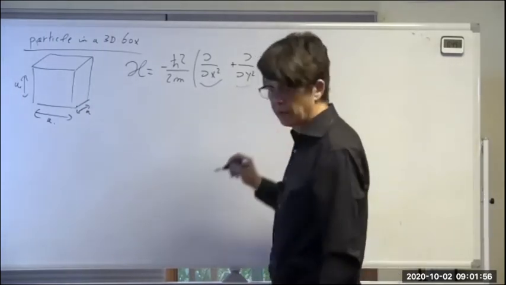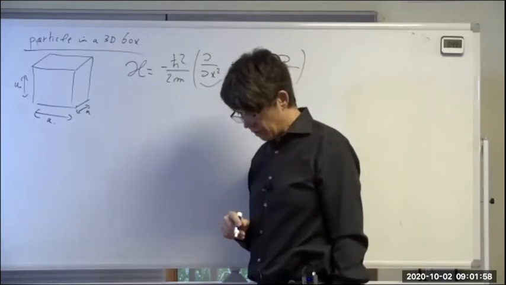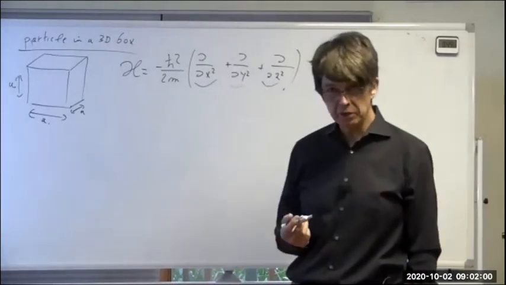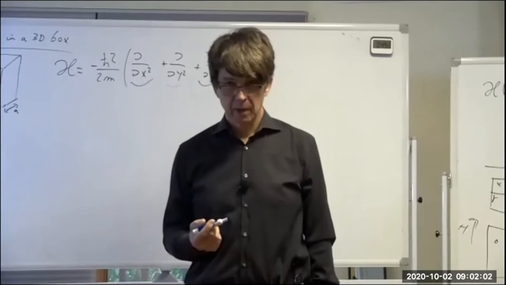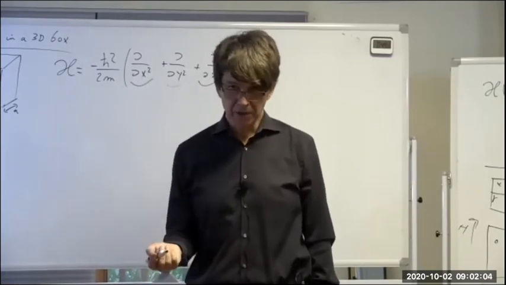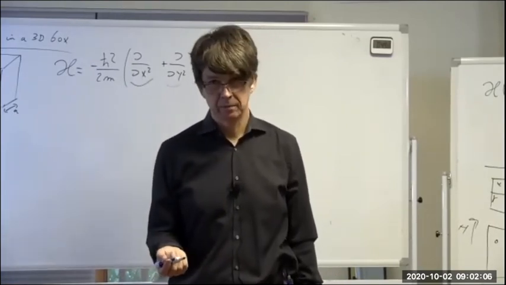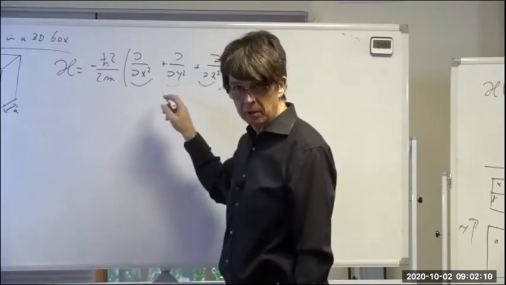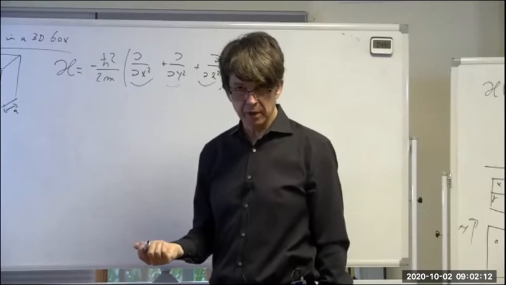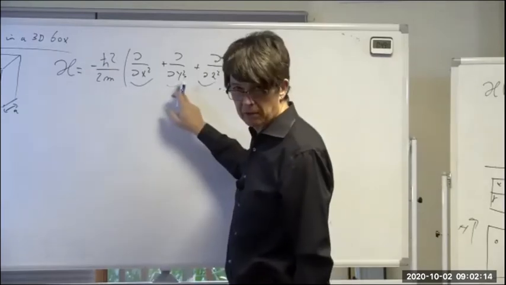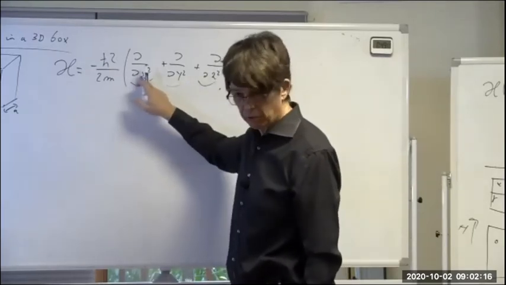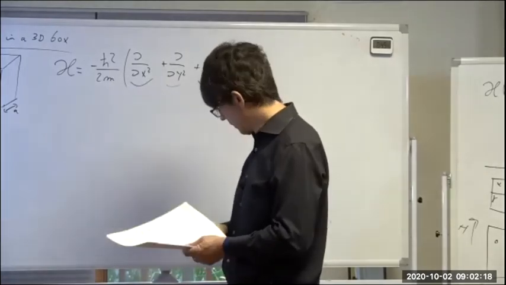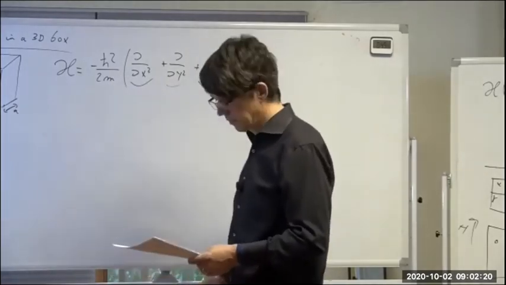So a particle in a 3-dimensional box is like 3 particles in a 1-dimensional box, because I have 3 degrees of freedom that behave independently of each other. I can set the curvature in the y direction independent of the curvature in the x direction.